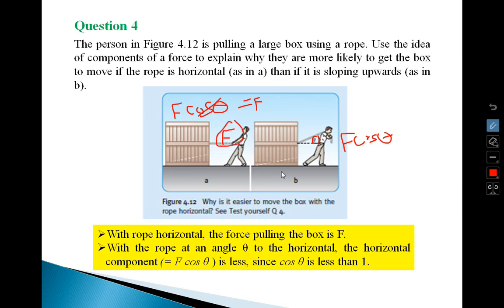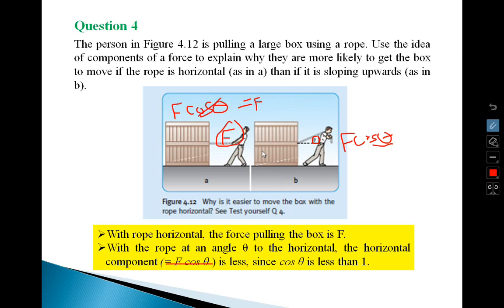In B, with the rope at angle theta to the horizontal, if there is an angle between the horizontal and the rope, the horizontal component is equal to F cosine theta. And what's that here? It is always less than F, because cosine theta is always less than 1.